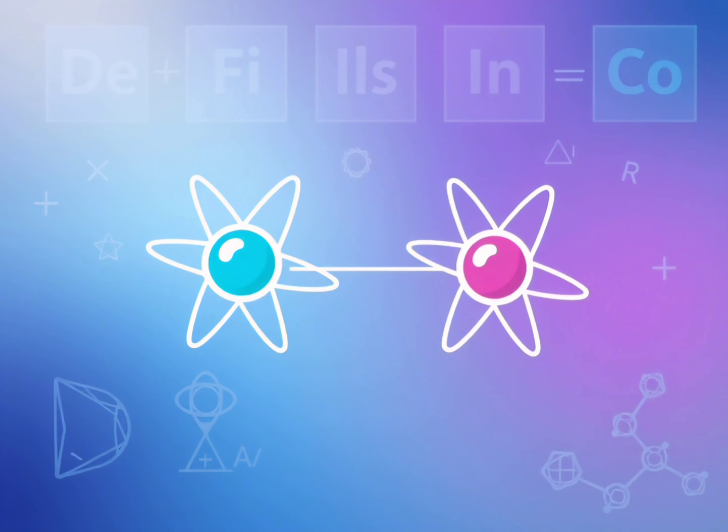Sodium, a metal, happily gives an electron to chlorine, a nonmetal. You get Na+ and Cl- ions, which attract and form that cubic crystal we all know.